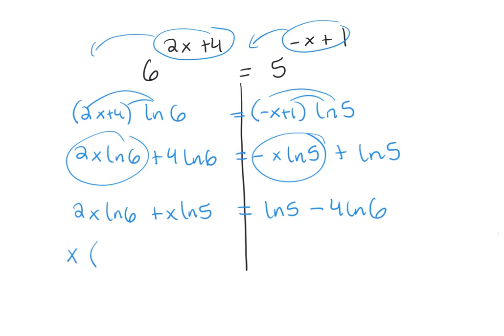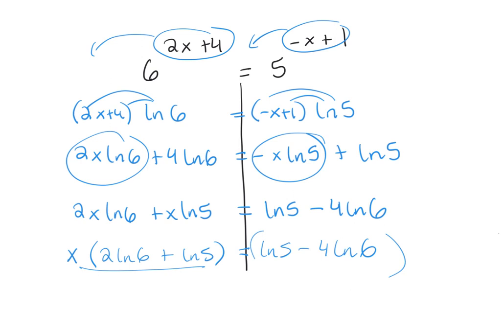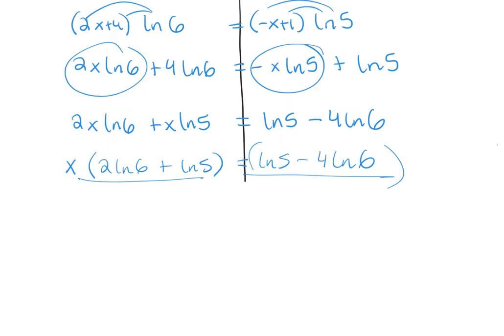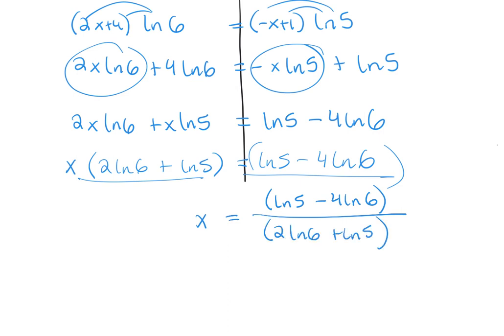Factor an x out in front, so x times 2 ln 6 plus ln 5 equals ln 5 minus 4 ln 6. And now we can divide both sides by this factor and get our answer. So x equals natural log of 5 minus 4 natural log of 6, and we're dividing it by 2 natural log of 6 plus natural log of 5. Type it all in your calculator. Be careful with parentheses, and you should get about negative 1.07.